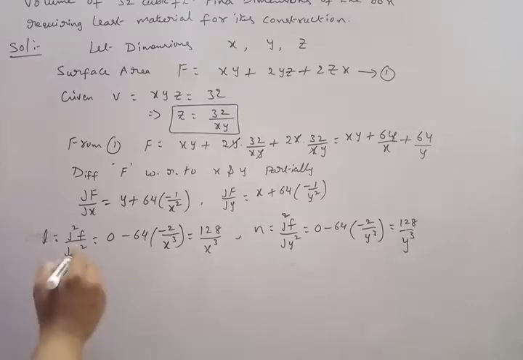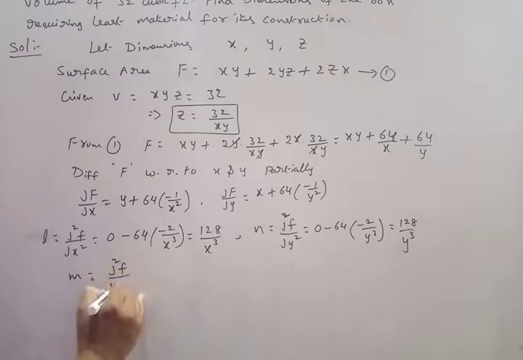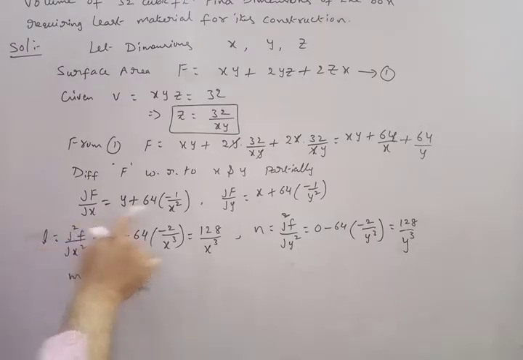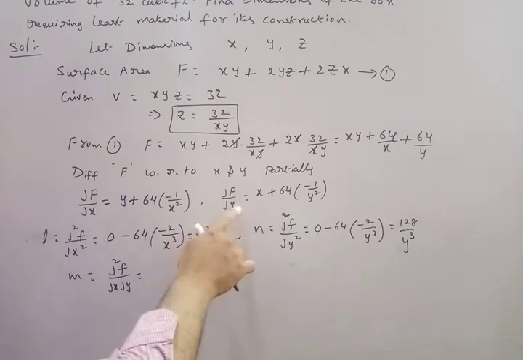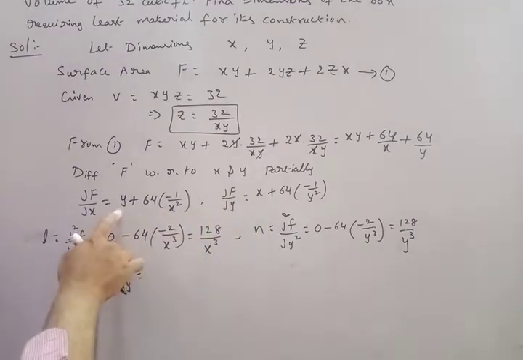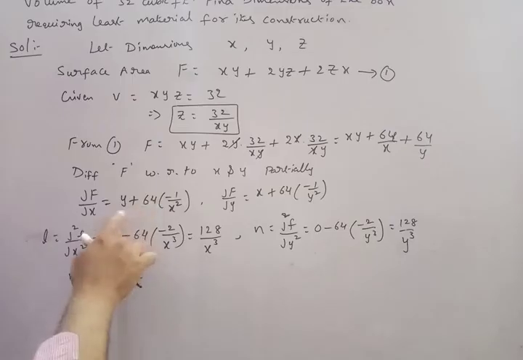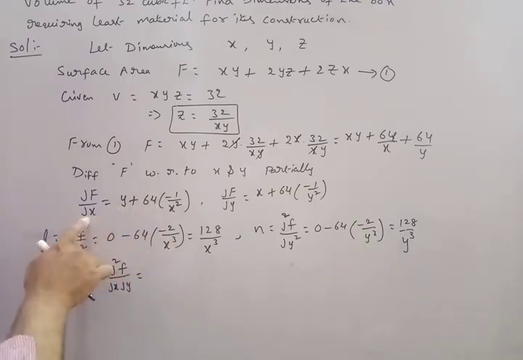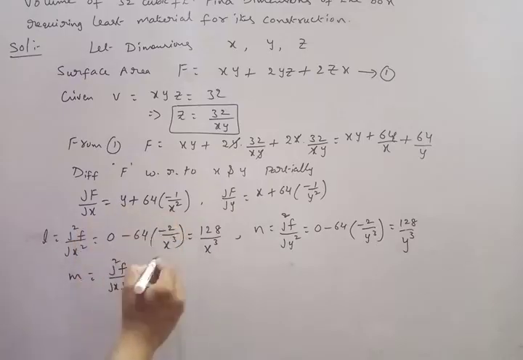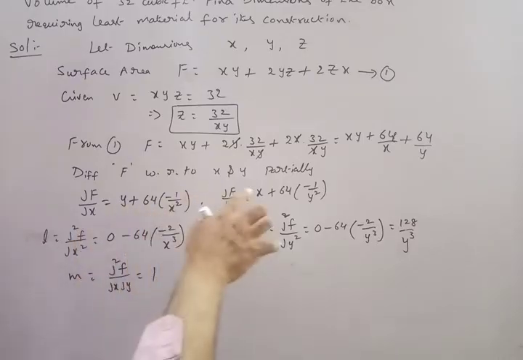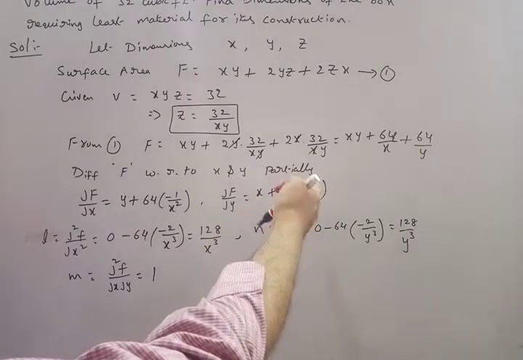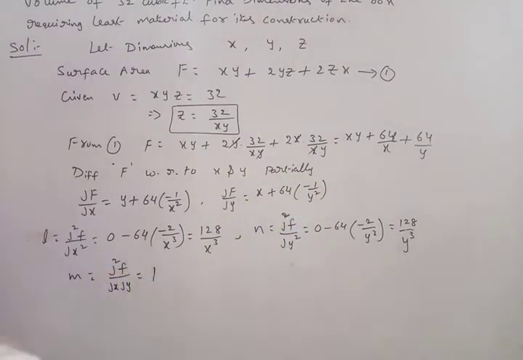Now calculate M. What is M here? M is ∂²f/∂x∂y. That means differentiate this part with respect to y or differentiate this part with respect to x, your wish. So I am differentiating this part with respect to y. This is already x, no? With respect to y, y is 1, there is no y here, 0. If you differentiate this part with respect to x, x is 1, there is no x here, 0. So anyhow you get M is equal to 1.